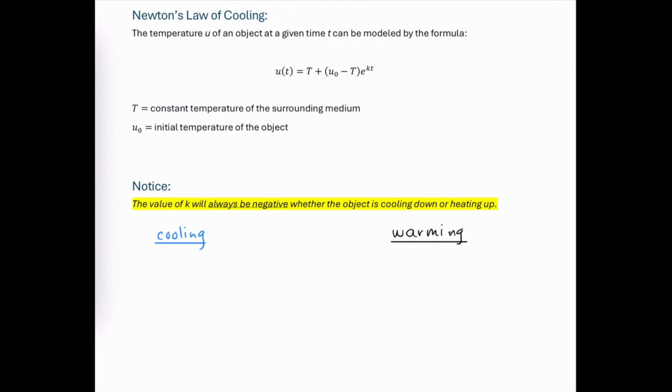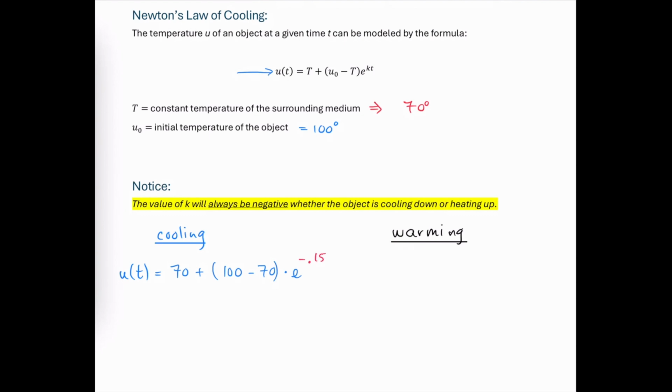We'll take a hypothetical look at a cooling scenario and at a warming scenario. Let's let the temperature of the surrounding medium, or the room temperature, be 70 degrees. And let's let the temperature of our object be 100 degrees, the scenario where the object is cooling down. In this situation, our formula would turn out to be the cap T, which is the temperature of the surrounding medium, plus the initial temperature of the object minus the room's temperature, and then that's going to be multiplied by e raised to the kt power.